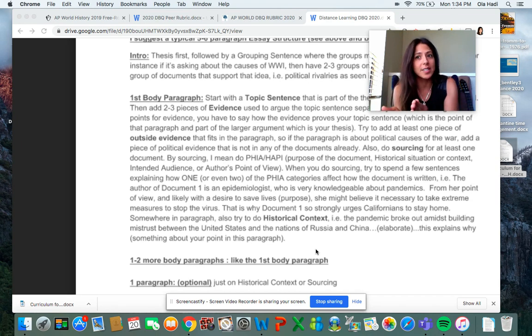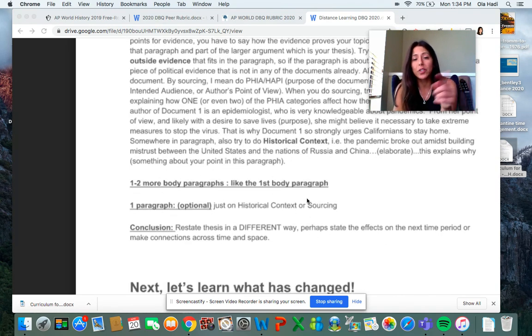Remember, historical context is different from historical situation. Historical situation might be pertinent to a particular document, like a war just happened, which that still could be context, but something that's smaller that explains why a document is the way that it is. Okay, so we talked about that in class. Hopefully you remember. Do 1 to 2 more body paragraphs just like this for whatever the next grouping is.